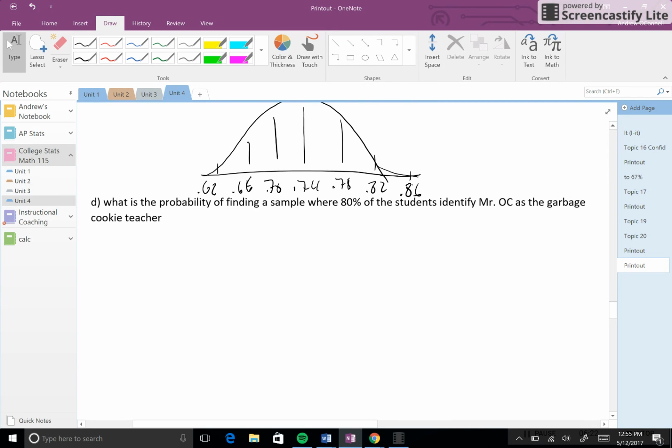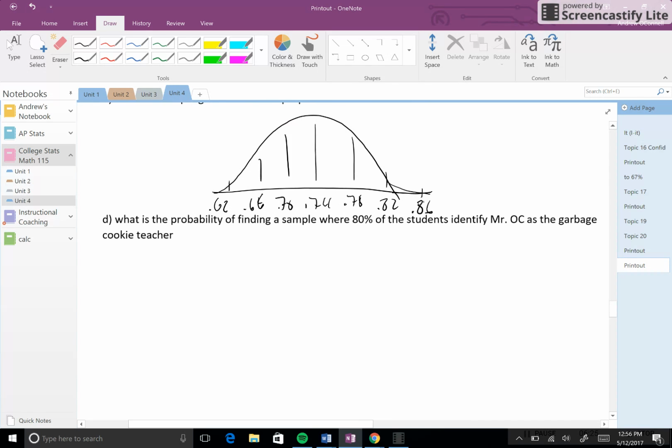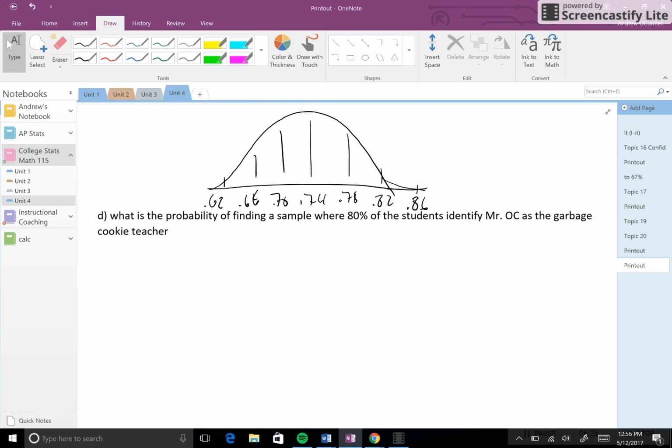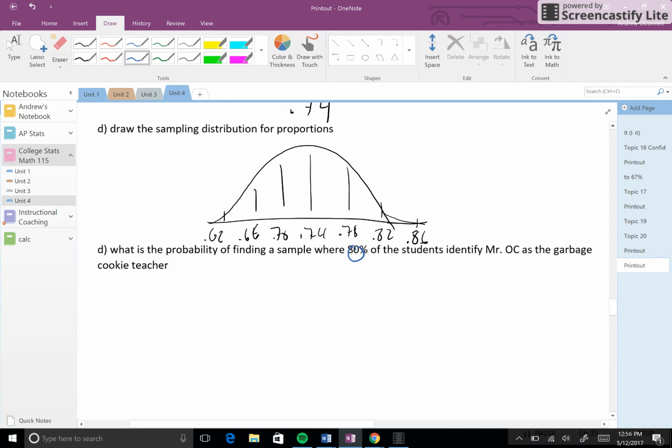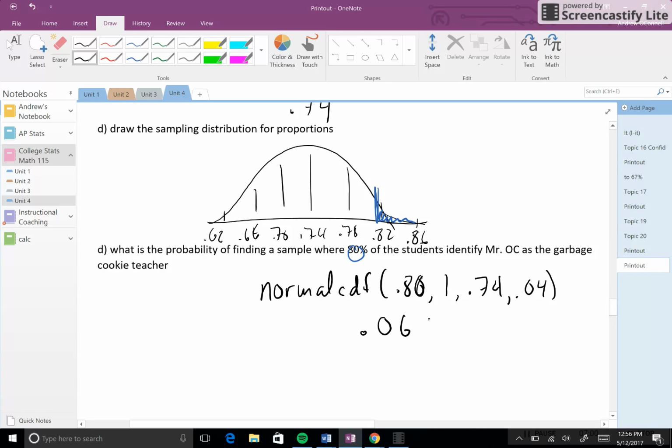What's the probability of finding a sample where 80% of the students identify Mr. O.C. as the garbage cookie teacher and his students being the garbage cookie eaters? Look where 80% would land here. 80% lands about here. Guessing this is not a huge proportion, but since CLT applies, we can use normal CDF. Low bound here, 80. High bound all the way up to like 100%. Center was 74, standard deviation .04. You should have gotten about 6%.